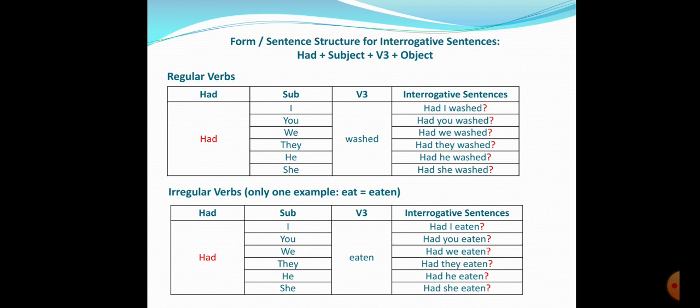Okay, students, I think it is clear, this tense is very easy. Just remember the rules and you will be good to go.